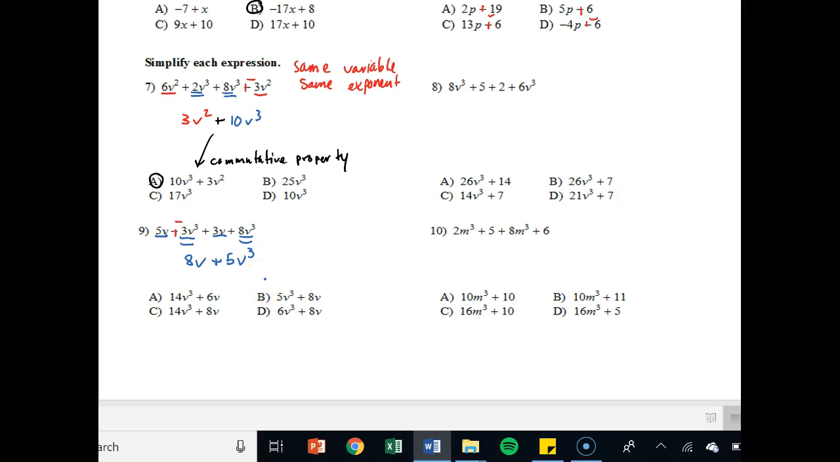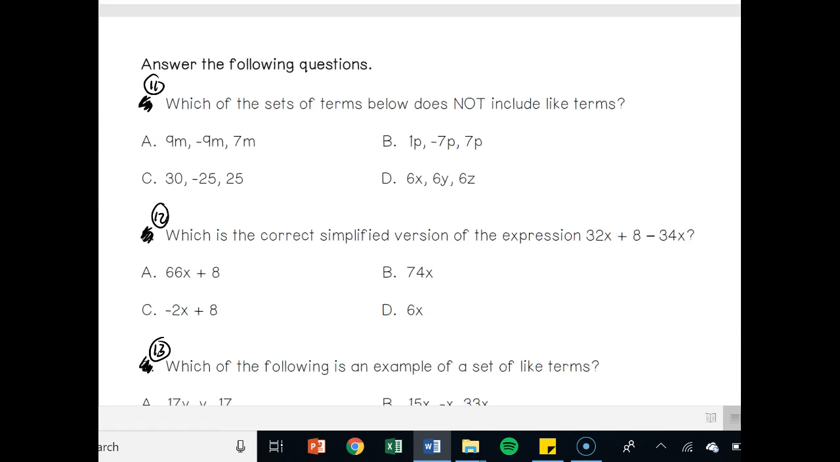So you'll notice that the answer is actually flipped. It's 5v to the third plus 8v. Usually they write answers in descending order with the highest exponent first. But this is the commutative property anyway. It doesn't matter what order I put that in since it's addition. So B is our answer there. So again, only add coefficients. Coefficients are those big numbers in front of variables. There's no need to add exponents. They stay the same.